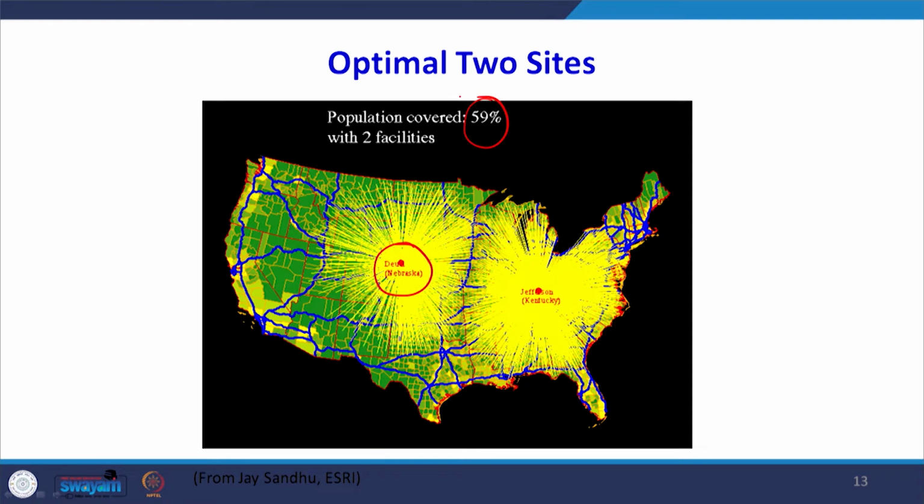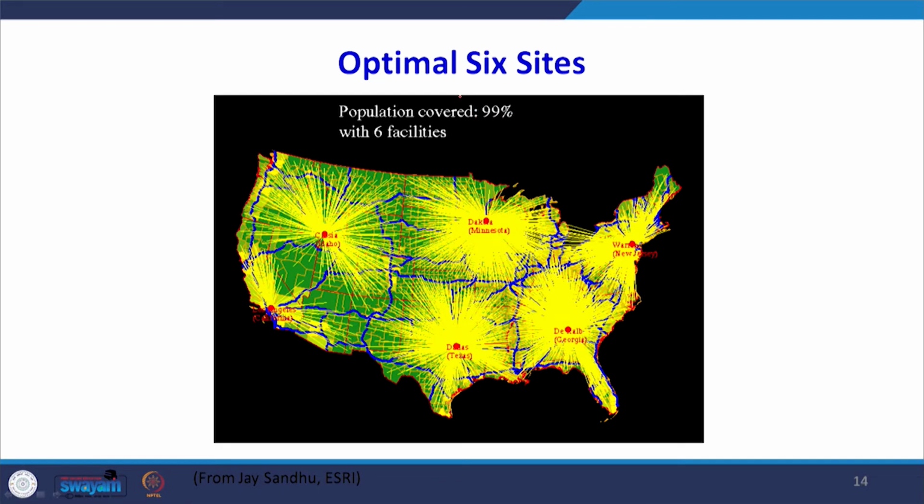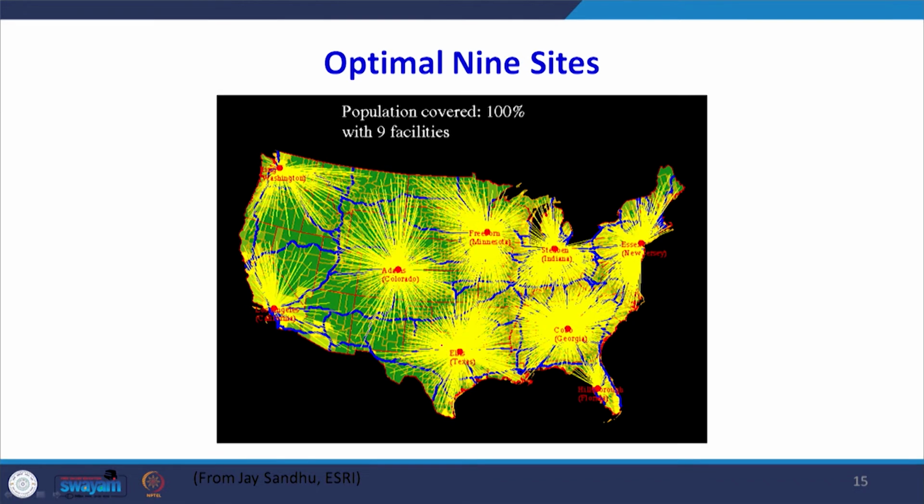So, 59% of the population would be covered, but since our aim is nationwide, we want to cover 100% population by the warehouses. So, we probably want some more locations. So, let us narrow down our approach further and see if we have 6 sites. All those red dots are indicating the 6 possible locations where warehouses could be opened, and probably 99% of the population would be covered with the help of these 6. But if you further increase, the optimal here is now 9 sites.